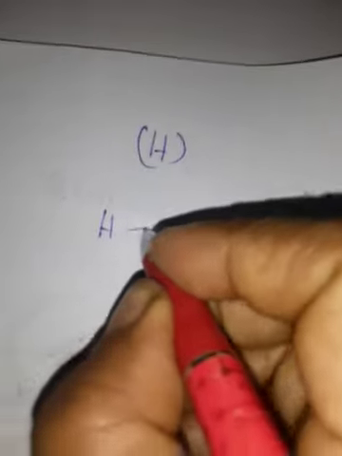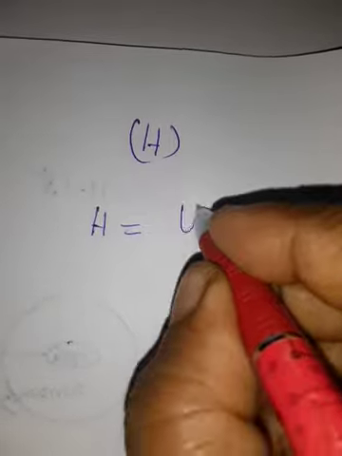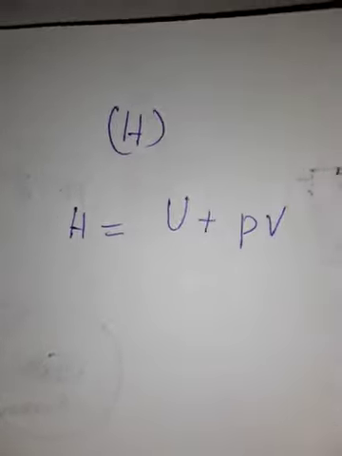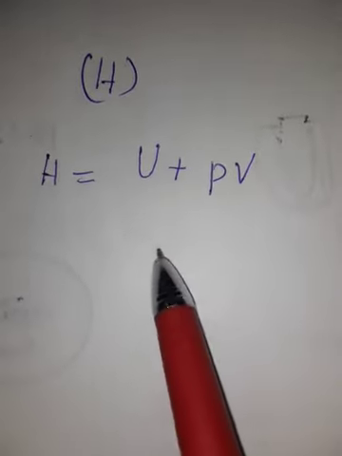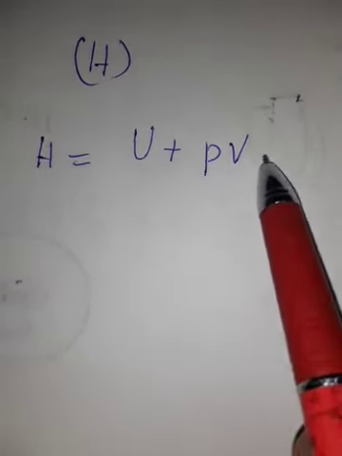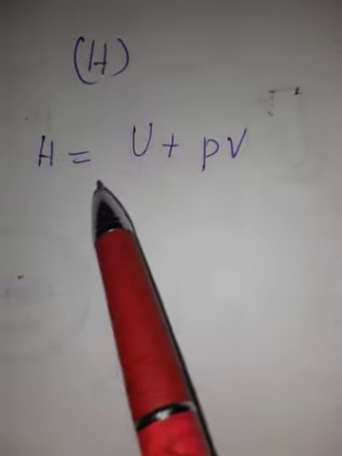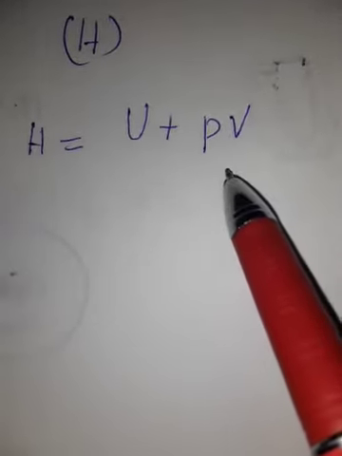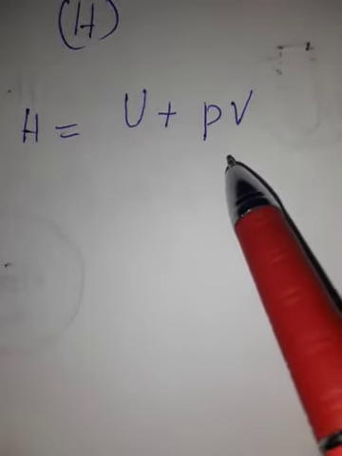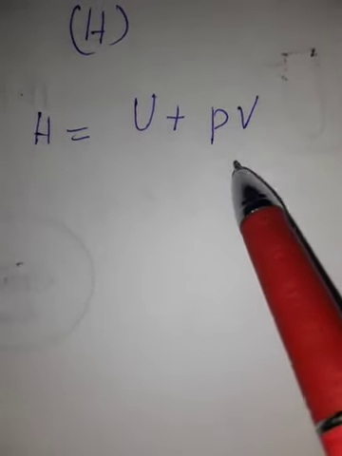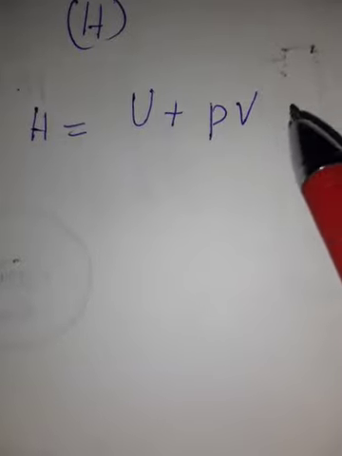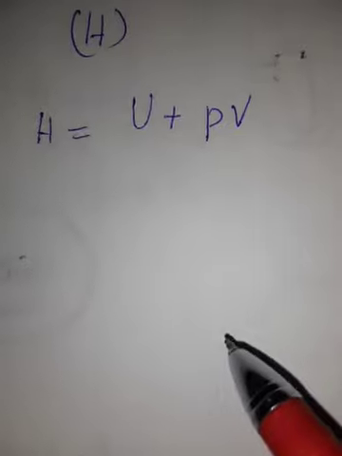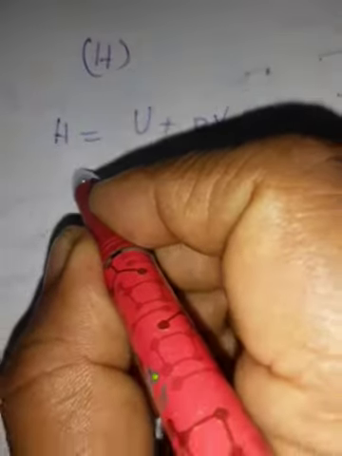H, enthalpy, is defined as the sum of the internal energy and the product of pressure and volume of the system. So H is equal to U plus PV. Enthalpy is a state function which depends on the state functions T, temperature, pressure, and U, internal energy. Enthalpy is usually expressed as change in enthalpy, that is delta H.